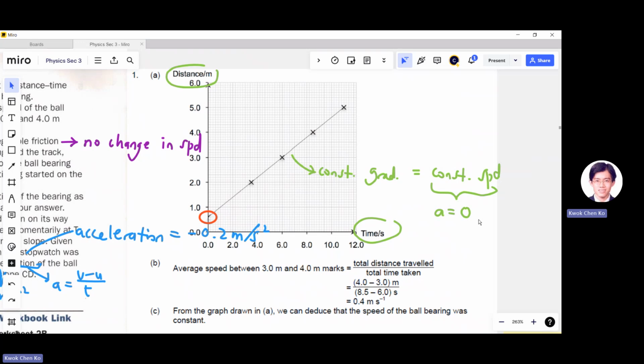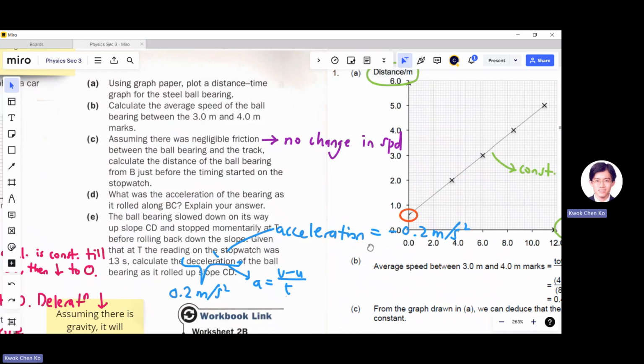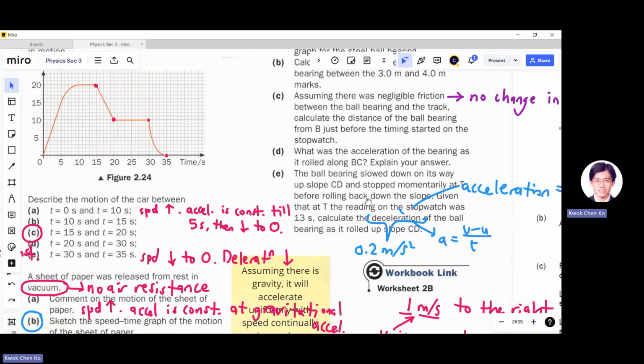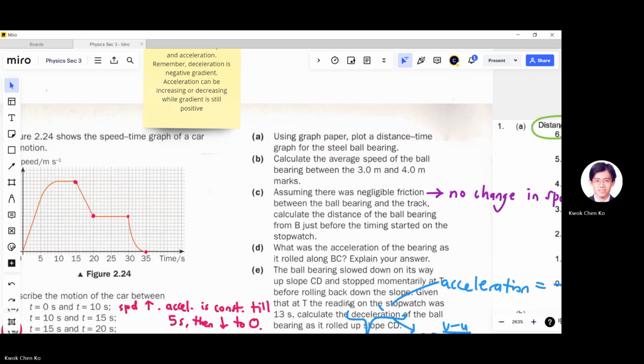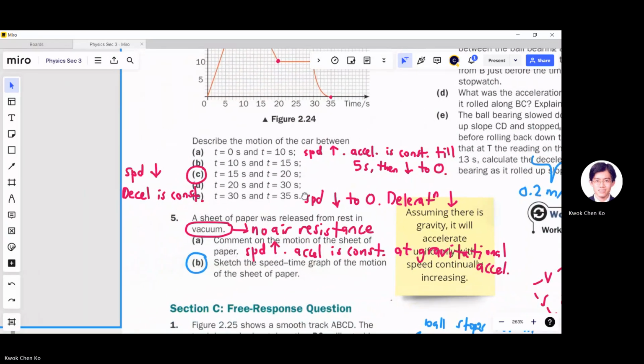The ball bearing is going up the slope, then going down the slope. At T, the reading of the stopwatch was 30 seconds. Calculate the deceleration of the ball bearing as it goes up the slope. CD. So it went up at T and then went down at T. But in this case, they're only interested in the deceleration upwards. They don't care about the downward movement anymore. So just see that. My brain is not working now. 13 seconds here. So you came here.